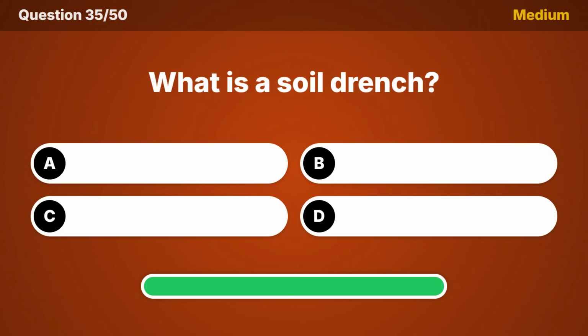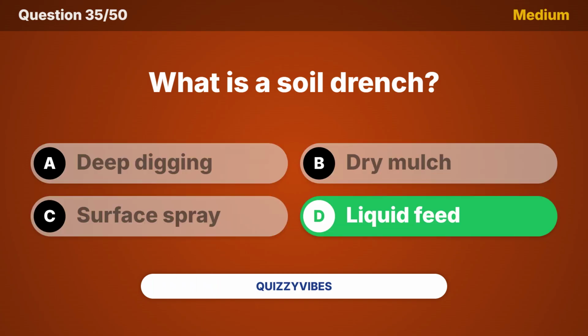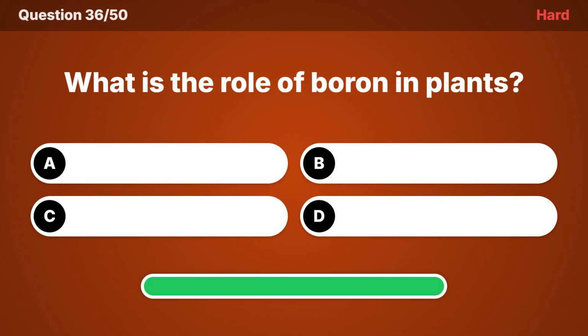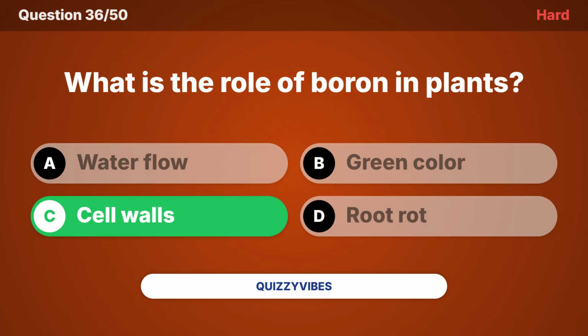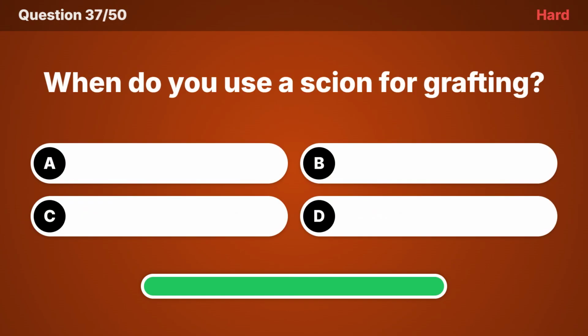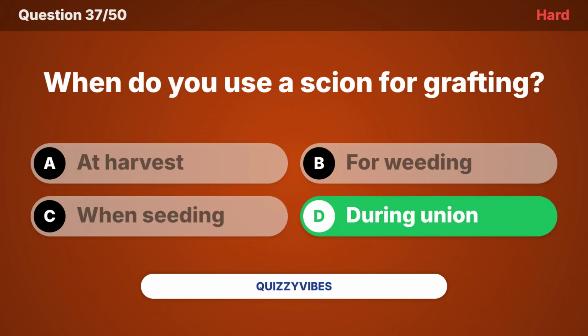What is a soil drench? The correct choice is liquid feed. What is the role of boron in plants? Answer: cell walls. When do you use a scion for grafting? And the answer is during union.